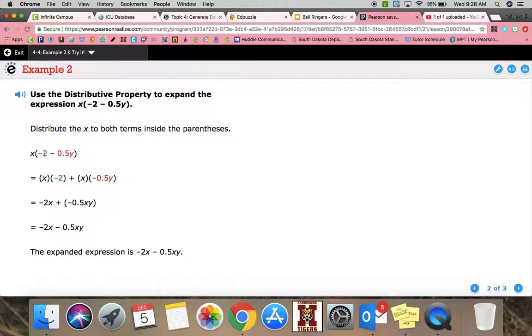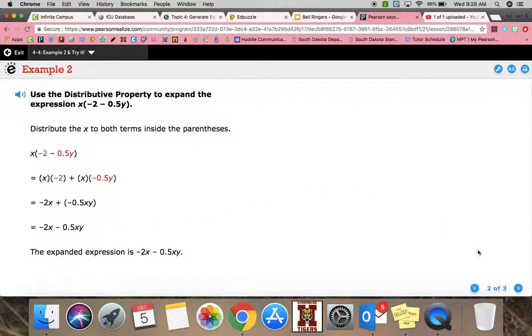So when we multiply x times y, we just get xy. We put them beside each other because that's how it works. So x times negative 2 is negative 2x. X times negative 0.5y is negative 0.5xy. Xy is not the same as x, so I can't subtract these. We can't subtract those because this has a y and that one doesn't, so they're not like terms.